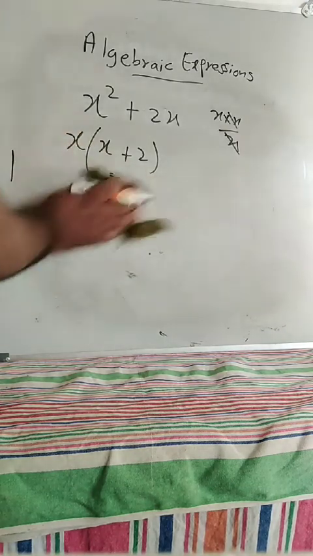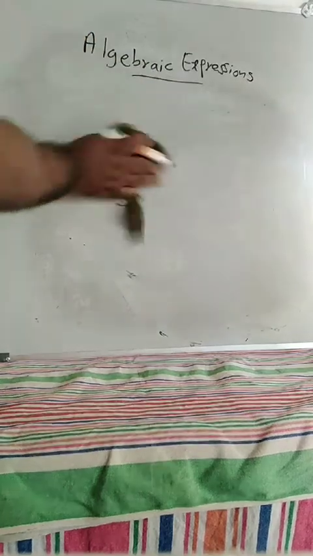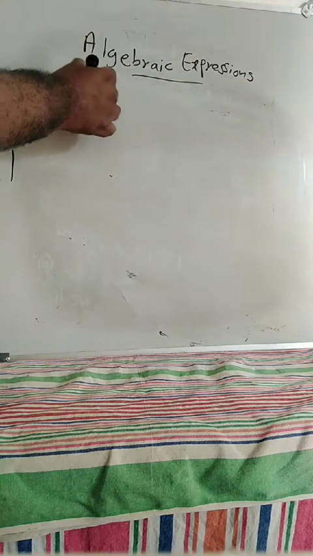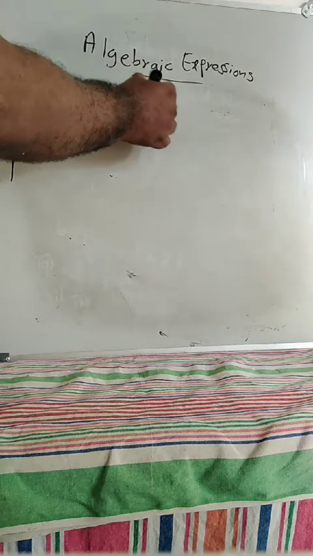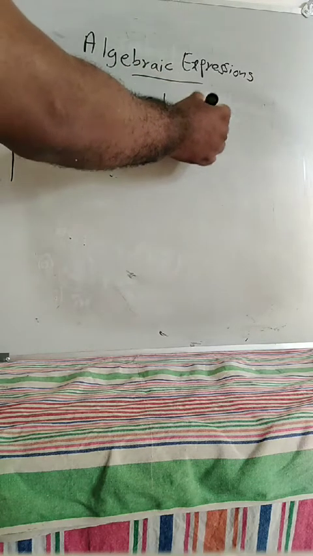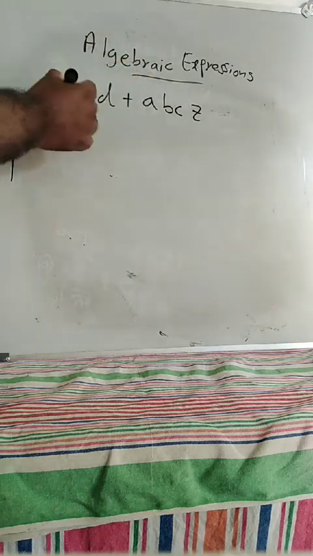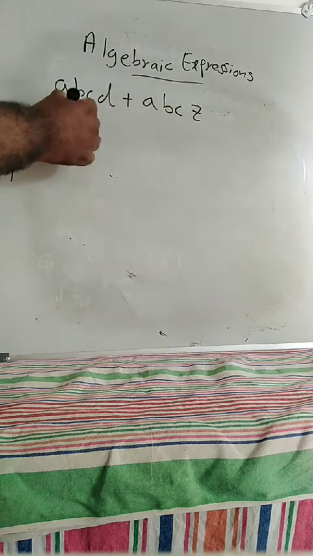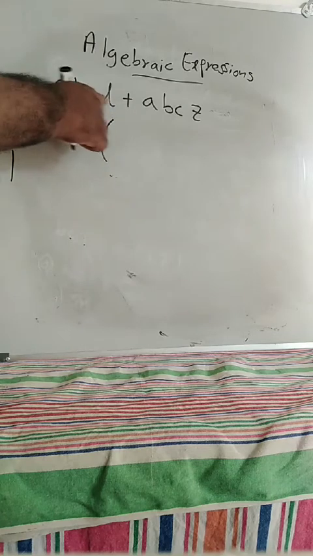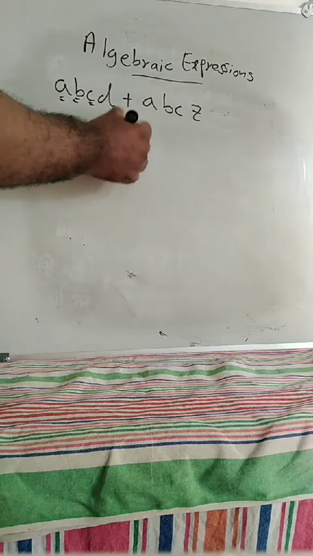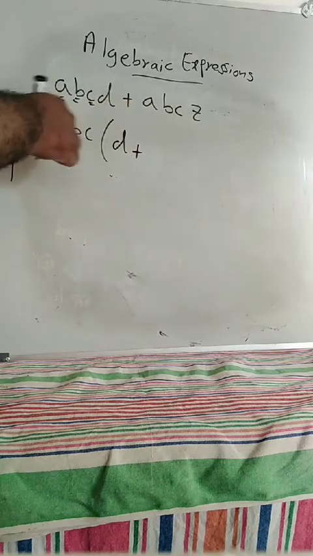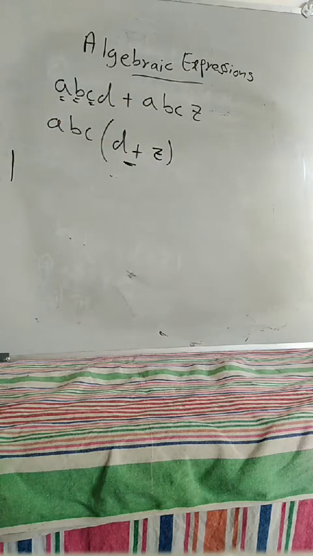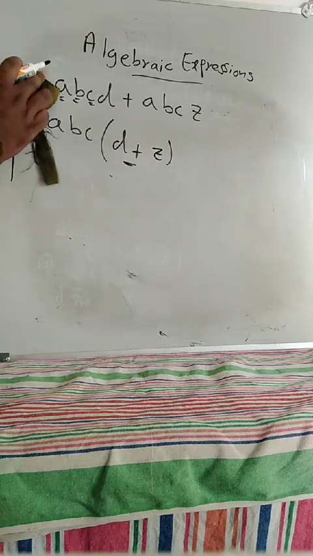Sometimes, remember this, sometimes ABCD plus ABCZ. Two terms are there, and ABC is common in all, no? Then ABCD divided by ABC, D remains. Plus ABCZ divided by ABC, Z remains. Understand? Right. Another final last one, no?